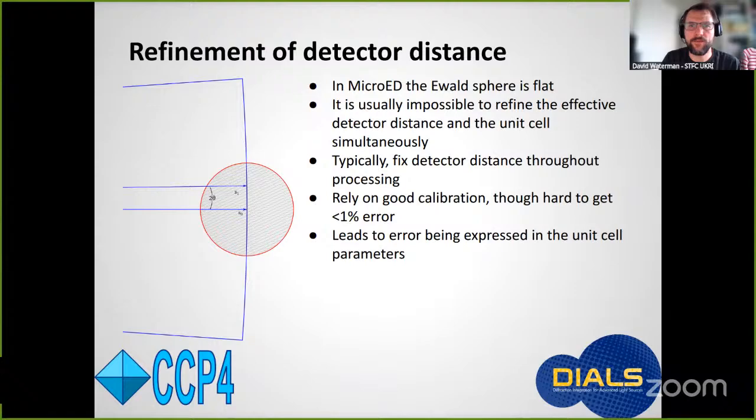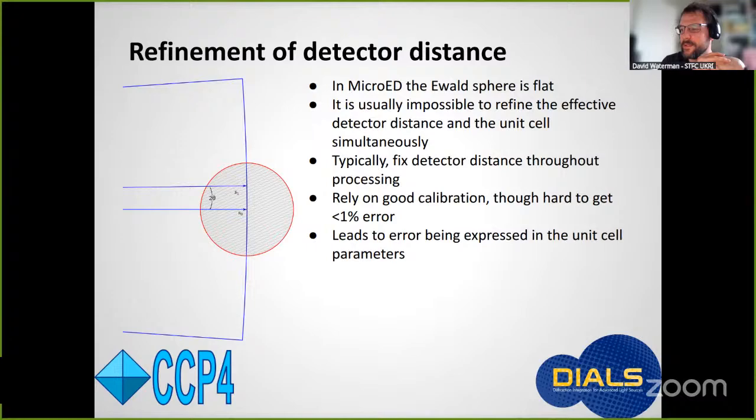I mentioned that the diffraction geometry refinement is difficult. The unit cell from indexing in MicroED often has a very large error. It's partly because it absorbs error in detector distance calibration. And the flat Ewald sphere in MicroED means that the unit cell and detector distance are almost perfectly correlated. So if we've got a 1% error in the detector distance calibration, but fix that distance during processing, we just get that 1% error appearing in the unit cell instead.